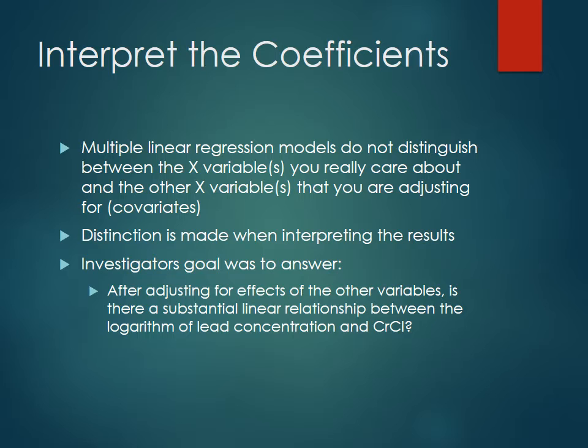So, and again, after adjusting for all those effects of the other variables, they wanted to see is there a substantial linear relationship between logarithm of the lead concentration and the creatinine clearance, right? And keep in mind, you could do this with any of the variables. So say if you wanted to look at specifically body mass instead, you can control for the lead concentration at that point and all the other variables, and then look at the body mass and then compare that to the creatinine clearance, right? So those are things you can do as well. You can change what your X variable is that you're really concerned with at that point.